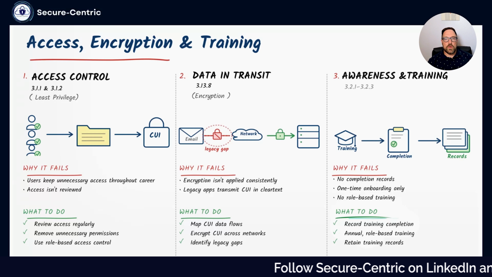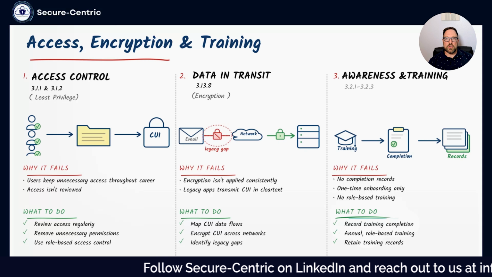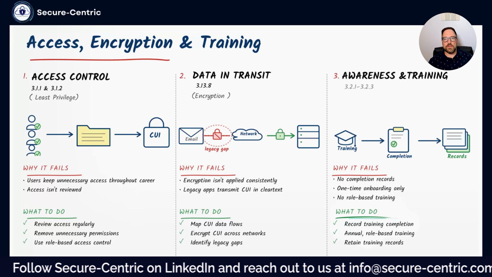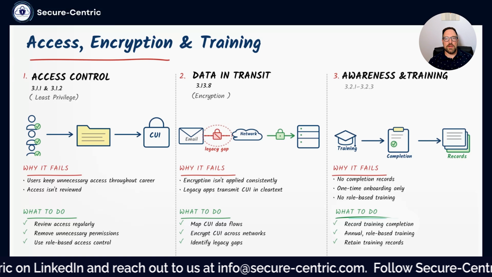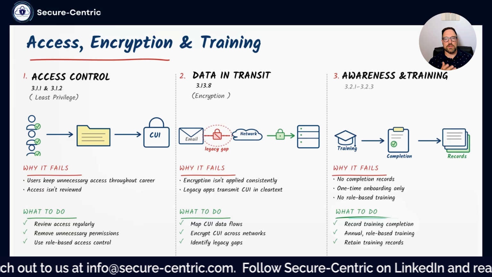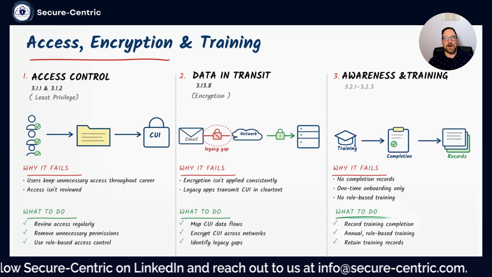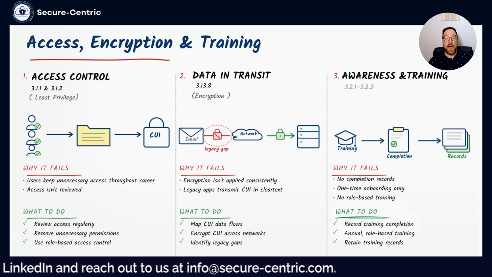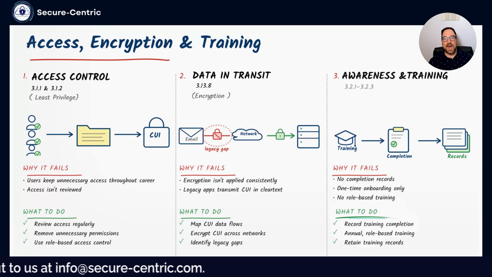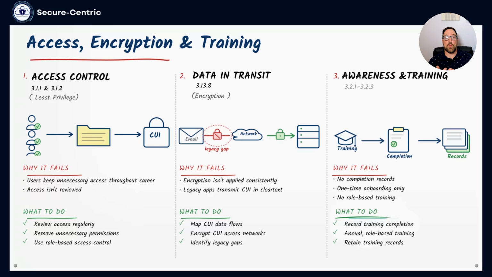Control 3.2.1, 3.2.3, awareness and training. Again, this one feels so simple, but I see it often, right? Training documentation. Companies do training, but they can't prove it, right? It's one-time training during onboarding, and then it's not occurring regularly or on an annual basis, right? 800-171 requires that training happens on an annual basis. Specific to CUI if you can, and certainly around insider threats.